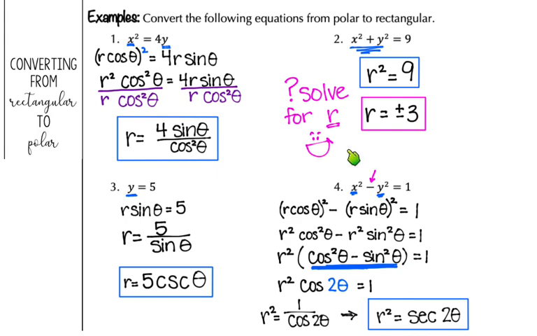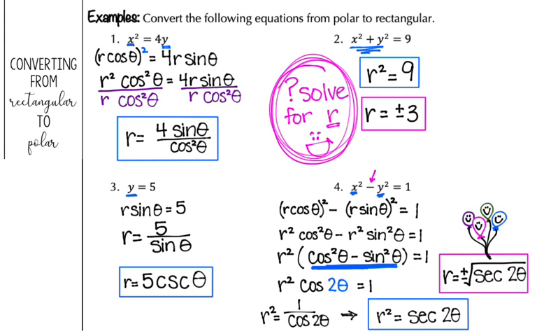Now, remember it says solve for r if we can. We can now take the square root. This is fine. I would accept this answer. We can take the square root of both sides, though. And we get positive or negative square root of secant 2 theta. This, I've got a little celebration because this is a beautiful answer. This is what I really, really like. If you left it with 1 over cosine 2 theta, or you didn't even change to cosine 2 theta, and you left it as cosine squared theta minus sine squared theta here, that would be okay.